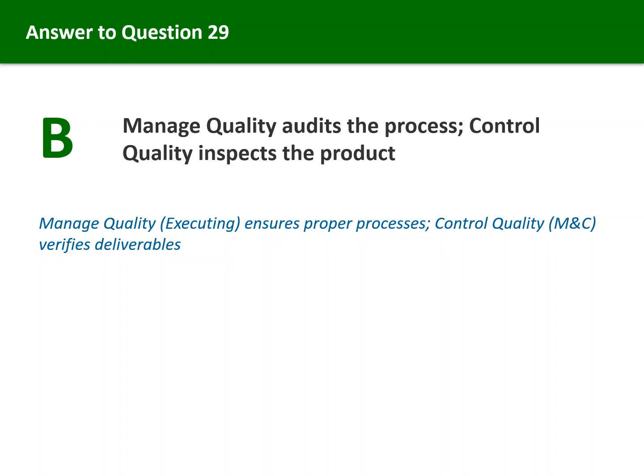Manage quality, which is in the executing process group, focuses on auditing the process to ensure quality standards and procedures are being followed. It is about prevention. Control quality, which is in the monitoring and controlling process group, focuses on inspecting the product deliverables to verify they meet specifications. It is about detection. Both are necessary. Good processes lead to good products, and inspection confirms the products meet requirements.